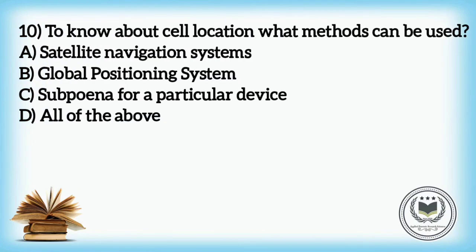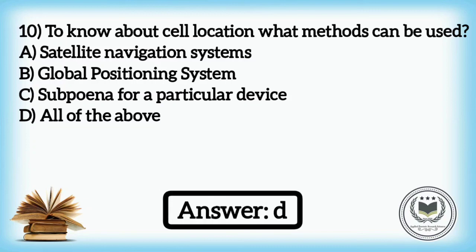Then the last question is, to know about cell location, what methods can be used? A. Satellite navigation systems. B. Global positioning system. C. Subpoena for a particular device. Or D. All of the above. The correct answer is all of the above.